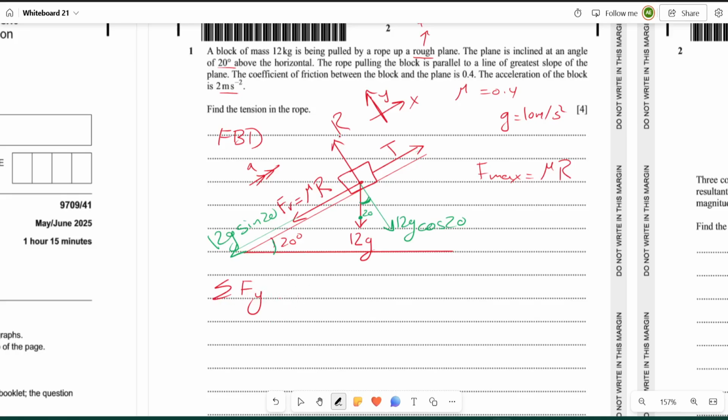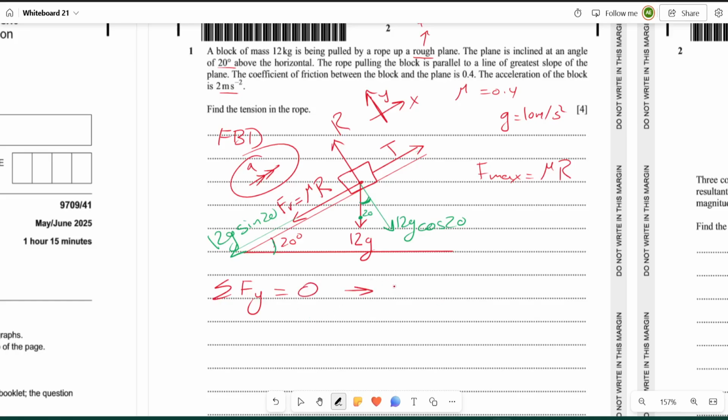Sigma fy, you need to think about it. Is there any acceleration in the y direction? No, the acceleration is just up the slope. The block is not flying this way or protruding through the plane, right? So there is no acceleration in this direction. So sigma f in the y is equal to m times a, which is 0. So sigma f in the y is equal to 0.